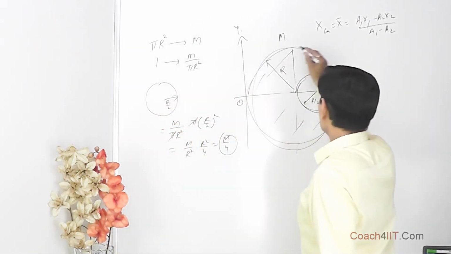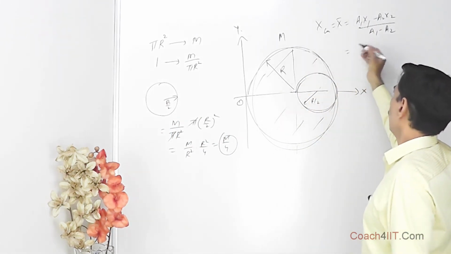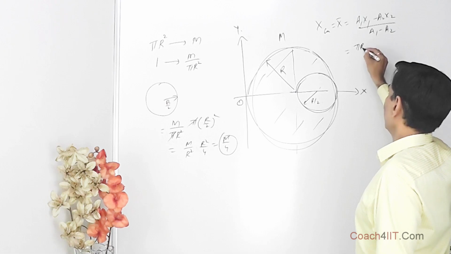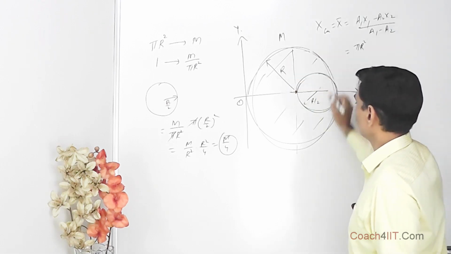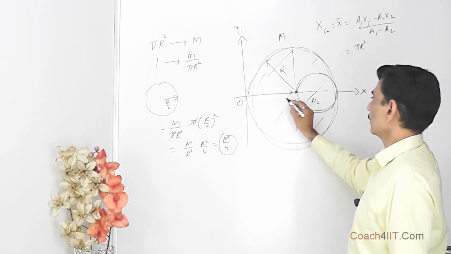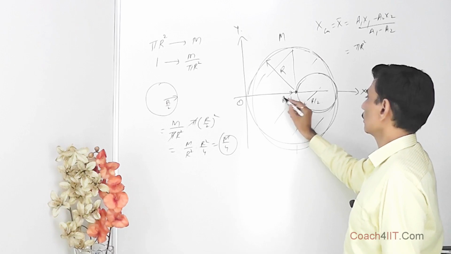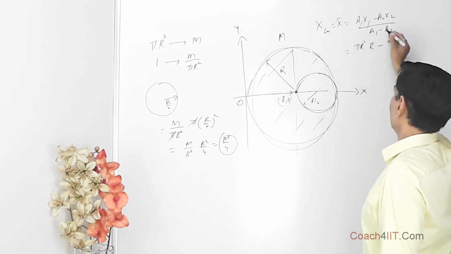So what is the area of this? When we say A1, A1 is the complete area of this bigger disk. What is that? It is going to be pi r square. What is x1? Now x1 of this bigger disk is what? From here to here, we are talking about the x coordinate. This is going to be r, obviously on the symmetrical axis. So it is r minus a2.